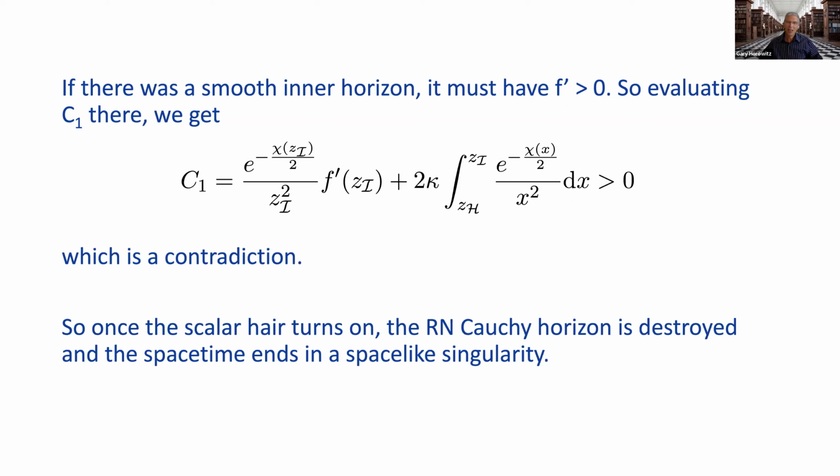But it's constant. It can't be negative on one horizon and positive on the other. So that is an argument, at least, that you cannot have a smooth inner horizon once the scalar field turns on.